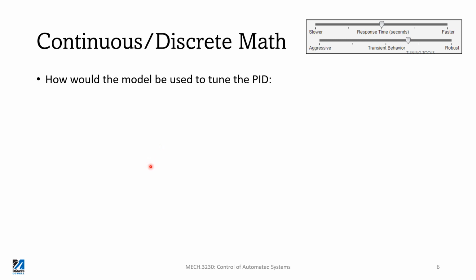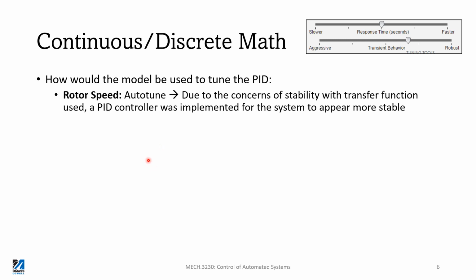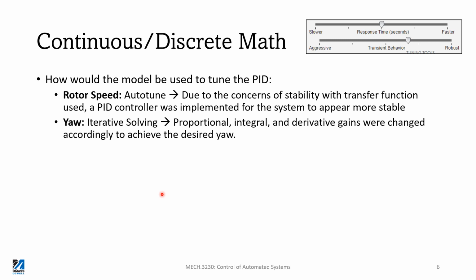Continuous and discrete modeling for the system. Rotor speed auto-tune was used due to concerns of stability with the transfer function. A PID controller was implemented. For the yaw, iterative solving was used. We wanted to change the gains accordingly to achieve the yaw that we wanted.